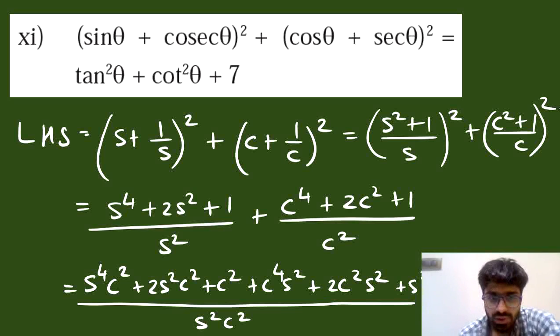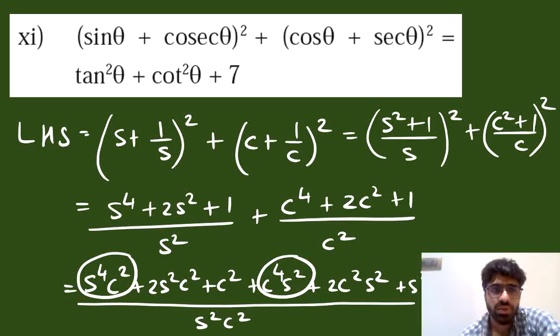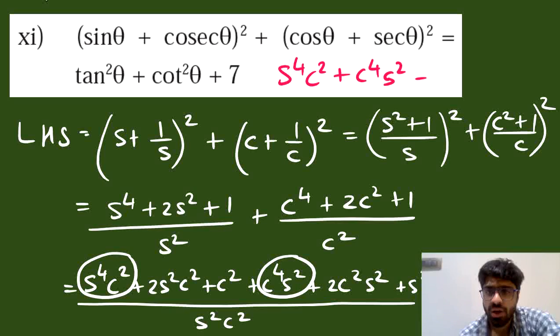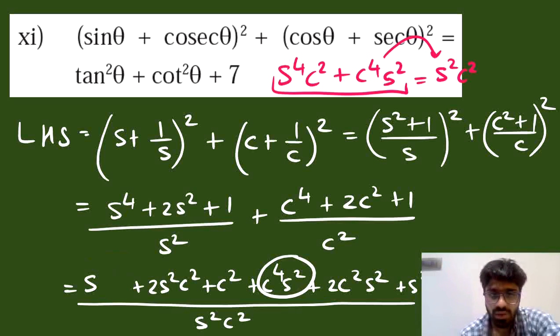Okay, let's see what happens here. Sin⁴ into cos² plus cos⁴ into sin². You need to understand that you can pull out a sin² cos² common from the two of them, and that would simply give you sin² θ cos² θ into (sin² θ + cos² θ), but this would be 1. So the final value for this expression would be sin² θ cos² θ. That is what we will replace this term with.